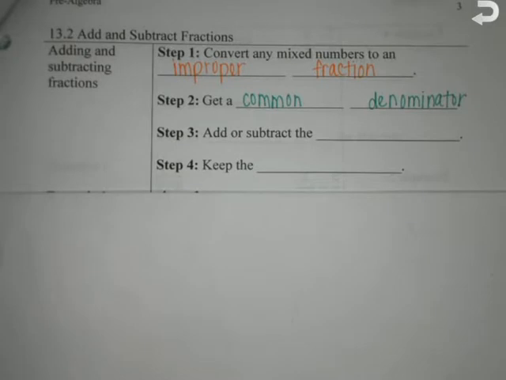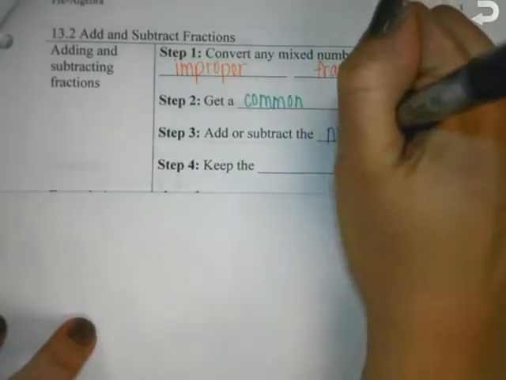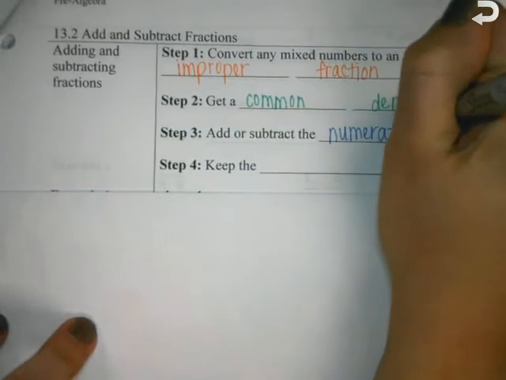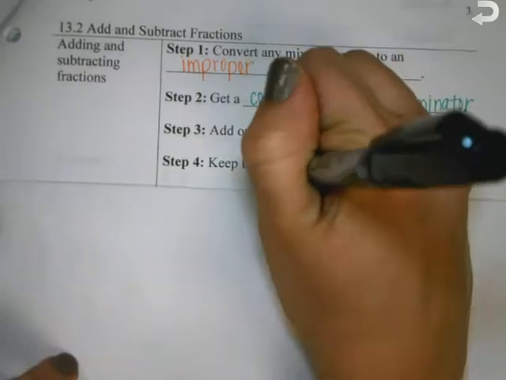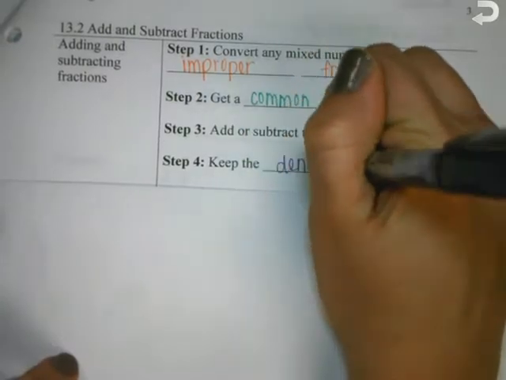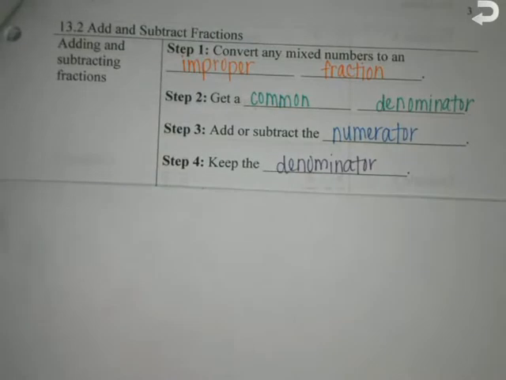Okay. When we are adding and subtracting fractions, what part do we add or subtract, the numerator or the denominator? The numerator. We're going to add or subtract the numerator. Do we do anything with the denominator? No, we keep the denominator. Okay, so remember, for addition or subtraction, we don't do anything with the denominators after we have common denominators. Okay? So make sure that you don't try to add or subtract the denominators.